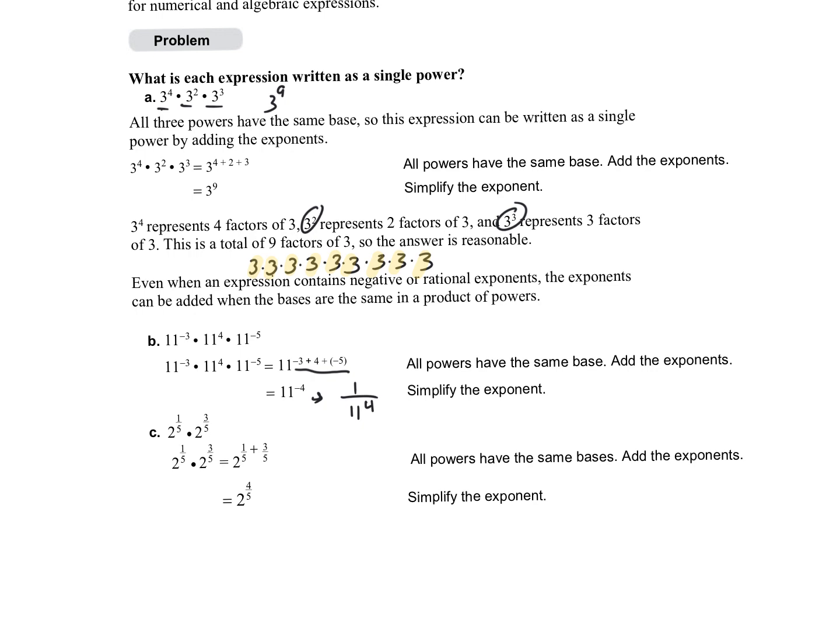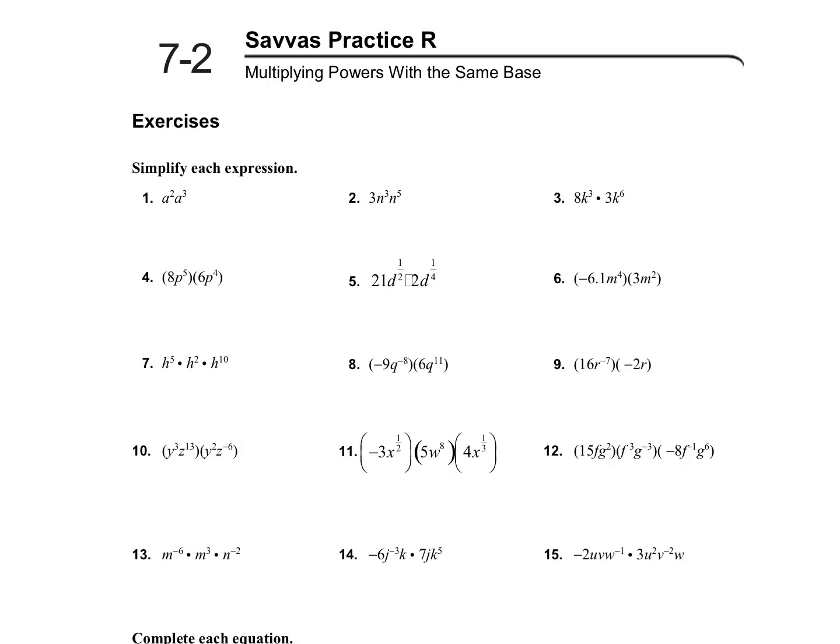Also, you may have bases with exponents that are fractions. In this case, we have 2 to the power of 1/5 and 2 to the power of 3/5. Again, because they have the same base, you can go ahead and just add 1/5 plus 3/5, and you're going to get 4/5. So our answer is going to be 2 to the 4/5 power. So as long as the base is the same, you can always add the exponents, and then that's going to give you a more simplified expression. So let's go over the first 3 to start off, and then we'll keep going.